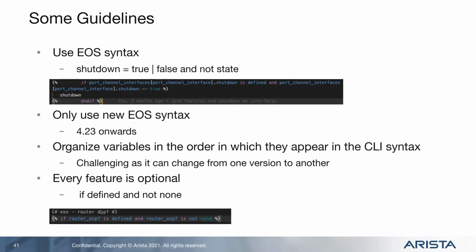The final thing you're going to see a lot when you look at the templates directly is that you keep the features optional. We guard them in blocks like this, where we'll check if it's defined and if it's not none. Only then will we emit configs for those features.